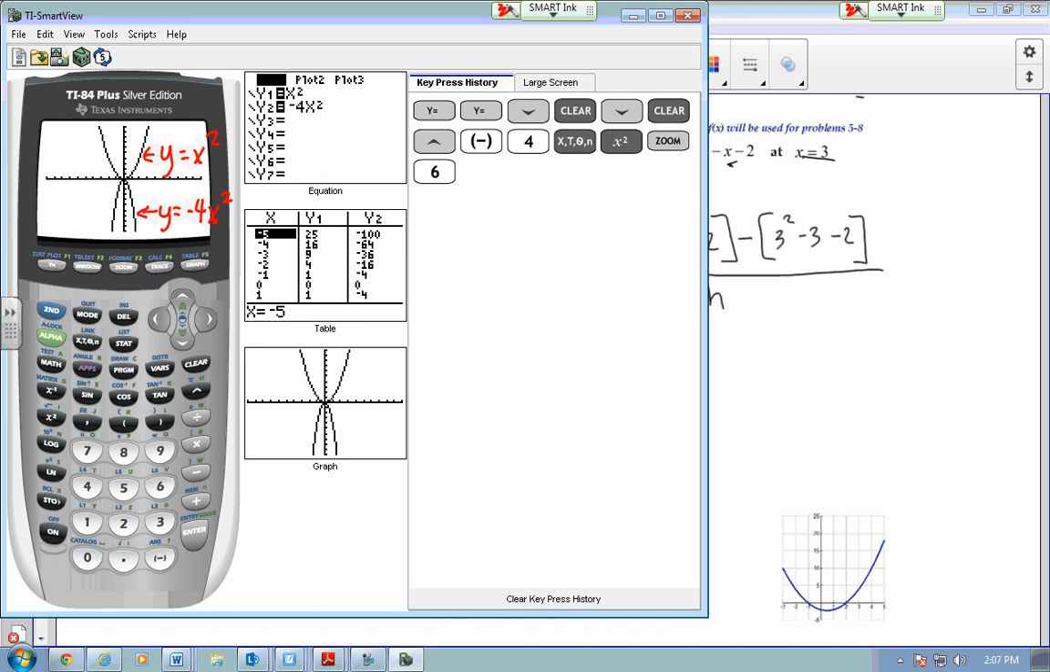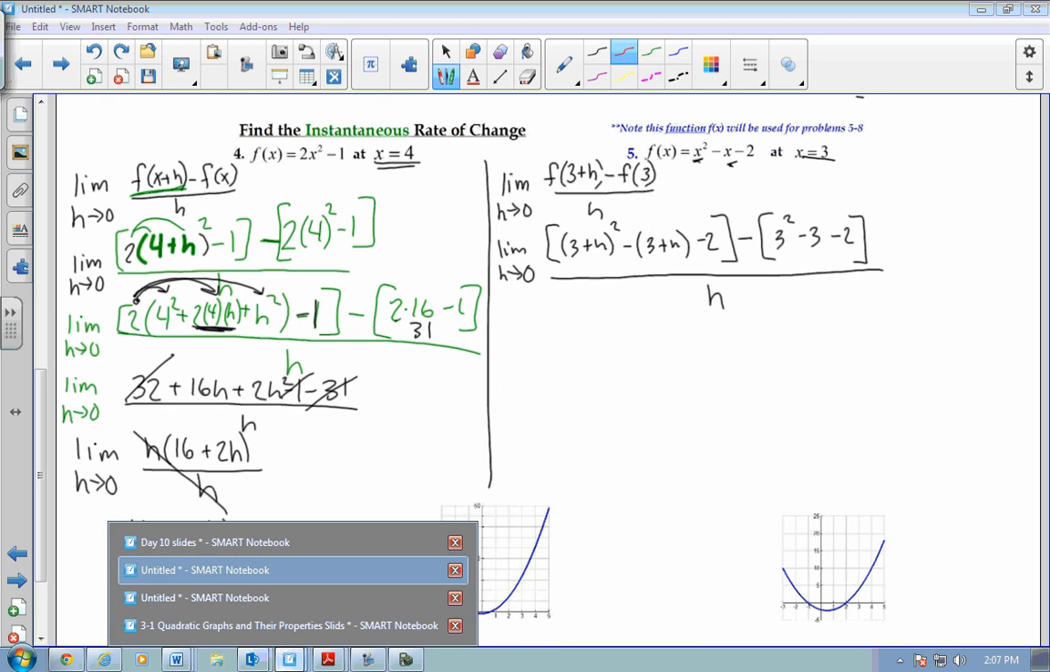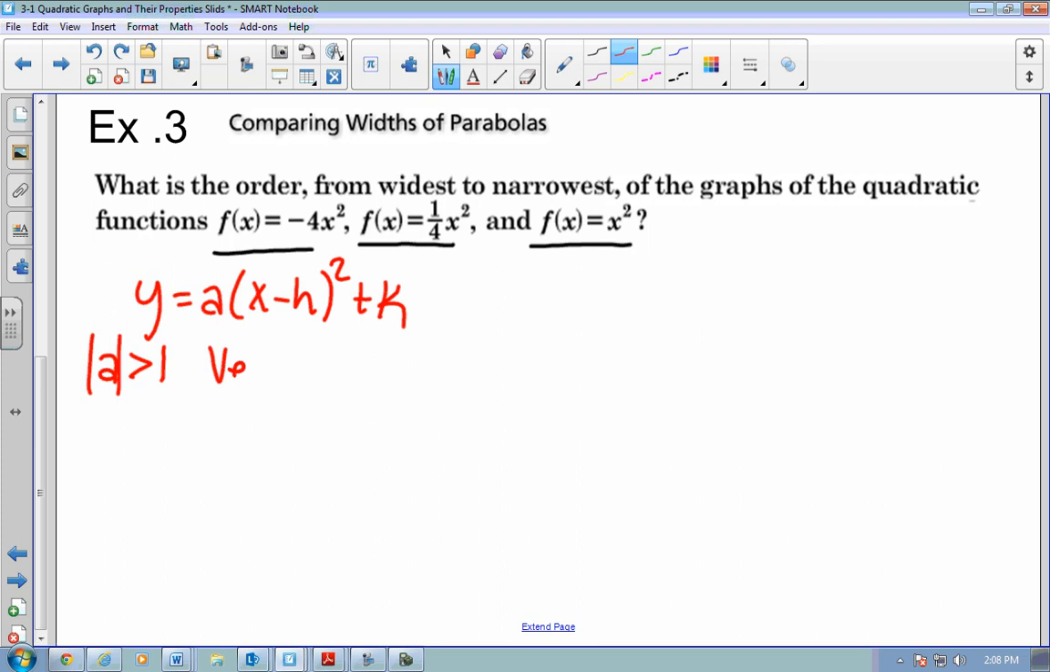So on your notes, remember this that we already wrote down? That A, when A is greater than 1, and it can be actually the absolute value of A, we have a vertical stretch. Some of you said it gets skinnier. Vertical stretch. It gets steeper or skinnier.